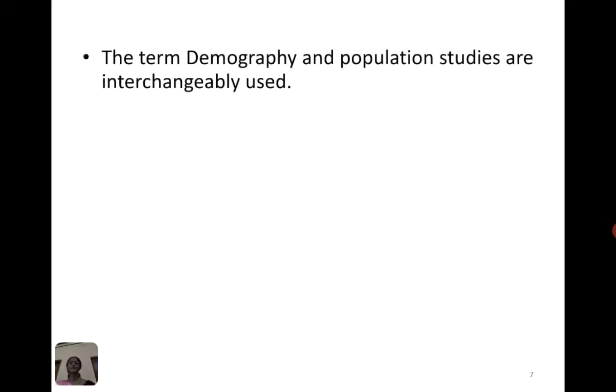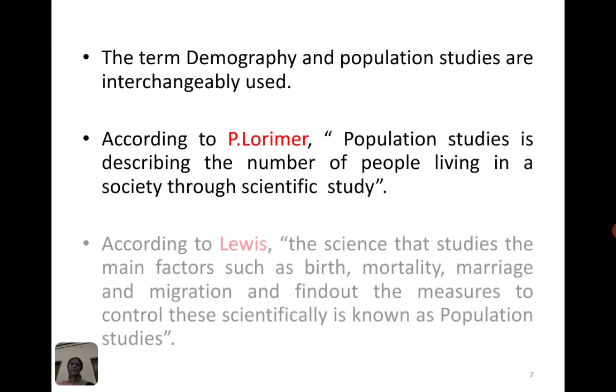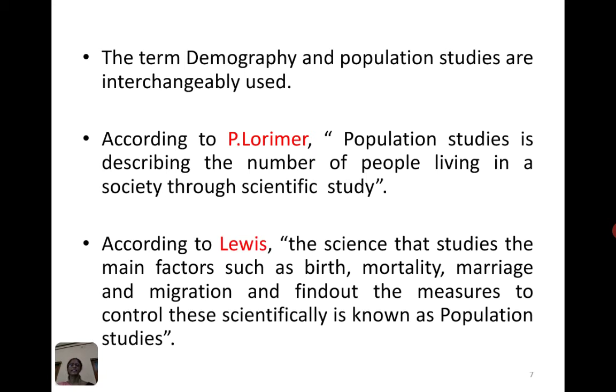The terms demography and population studies are interchangeable. According to P. Lorimer, population studies is describing the number of people living in a society through scientific study. According to another definition, the science that studies the main factors such as birth, mortality, marriage, and migration and finds out the measures to control these scientifically is known as population studies.